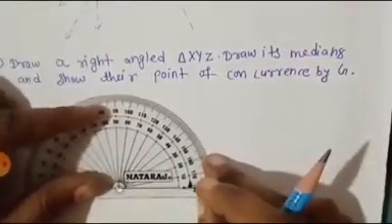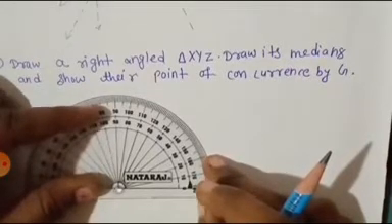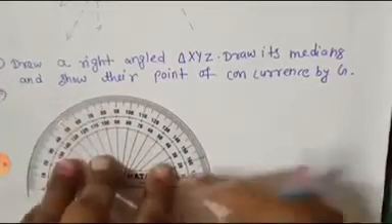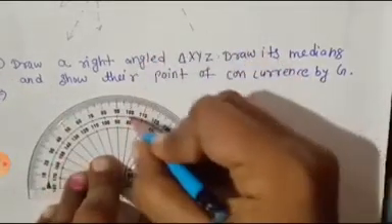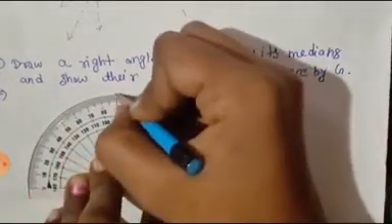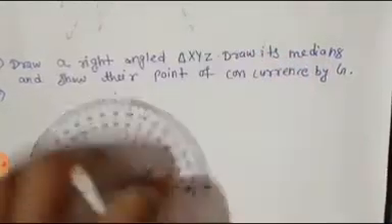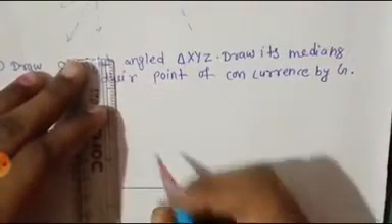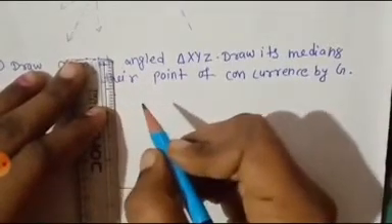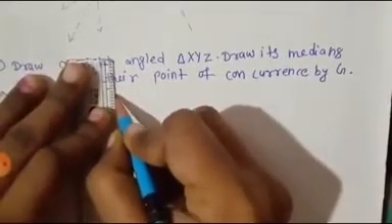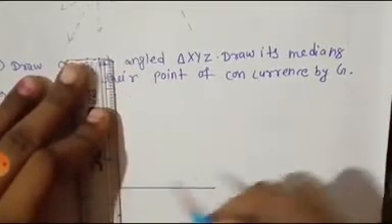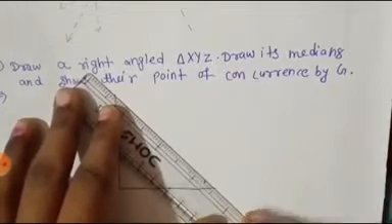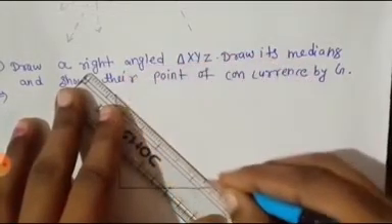So first of all, you will draw one right angle triangle. You are all familiar with the right angle triangle. Draw a base and take a 90 degree angle and draw one right angle triangle. Whatever measure you want, take it now and draw one right angle triangle and name it XYZ. Now here we want to draw the medians.